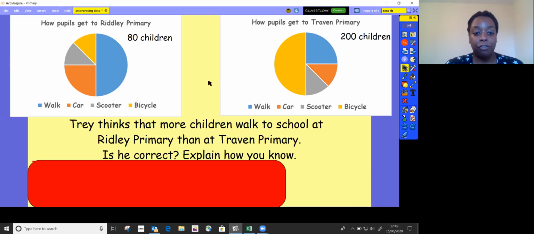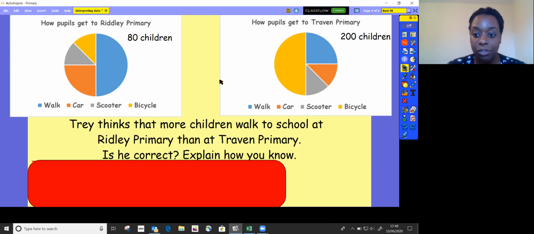Okay, so we have Trey, who thinks that more children walk to school at Ridley. Okay, I can see why he thinks that, because it's got a big section. Yep, half, in fact, of the children walk to school at Ridley. Whereas at Travern, we can see that this fraction here of our pie chart is a quarter, and we know that a quarter is less than half. So I can see why Trey thinks that more children walk to school at Ridley.